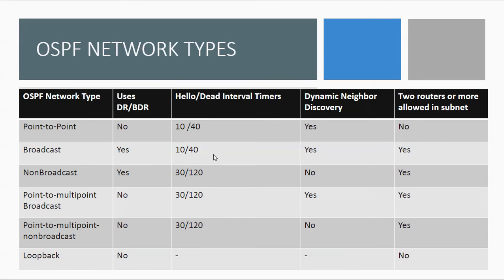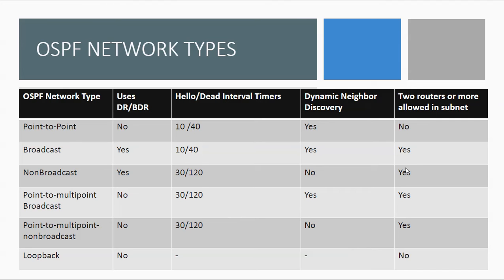The hello and dead intervals are the default. Dynamic neighboring, yes, it happens here as well. And yes, you need more than two routers. Non-broadcast network, as it says, also uses a DR-BDR process, and the hello and dead intervals are increased to 30 and 120. There is no dynamic neighbor discovery. Yes, you need two or more routers in this case.